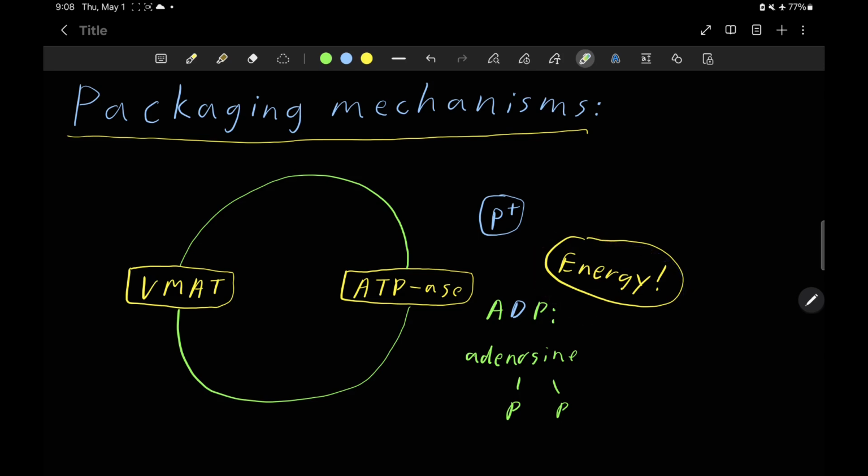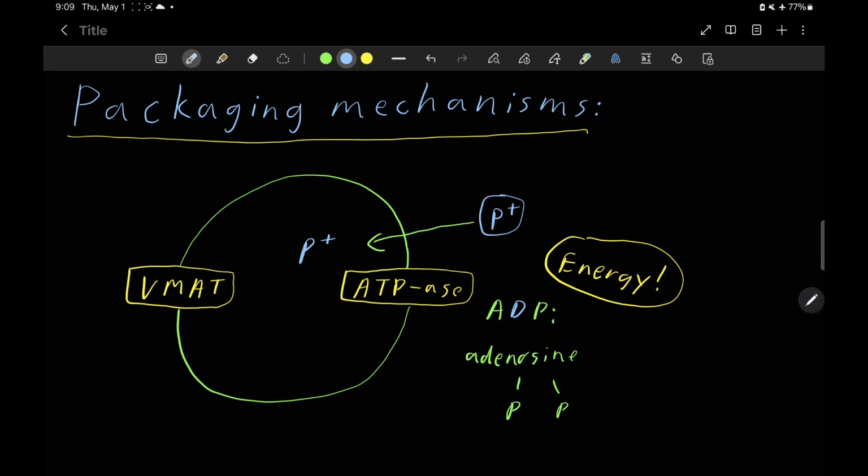And the reason we want this energy is because you need this energy in order to pump a proton into your storage compartment. So here as you can see, your proton is going to get moved into your granule or your vesicle or whatever your storage compartment is, and now you have proton inside your storage compartment.